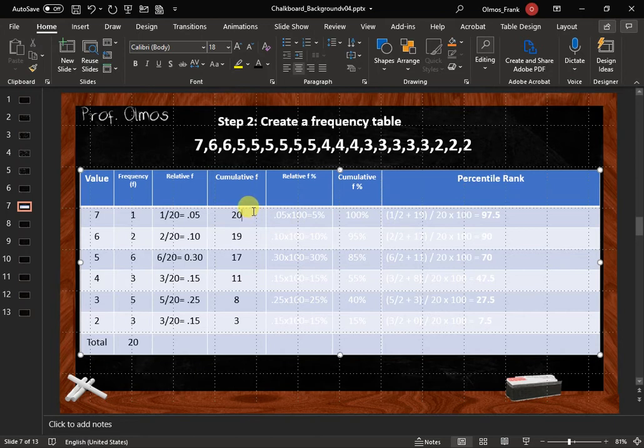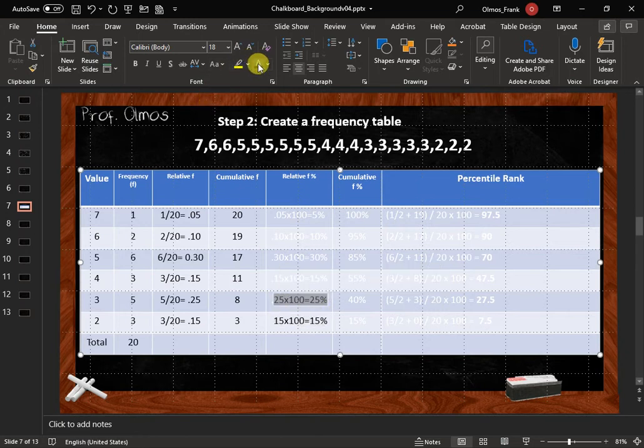Let's say, going back to relative frequency, I want the relative frequency percentage. All I need to do is multiply these values times 100. So what you do is, like for that relative frequency, 0.15 times 100, you get 15%.